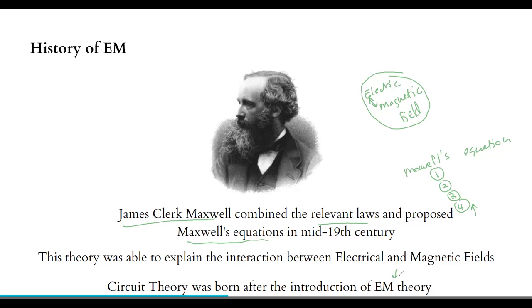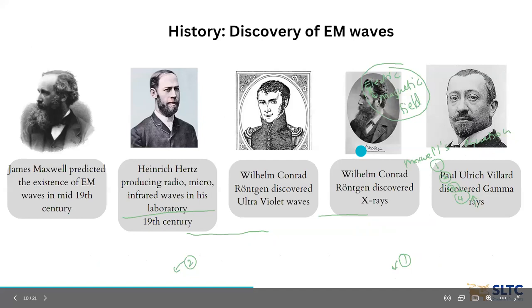And then also, the electromagnetic theory was first born, and after some time only the circuit theory was born. So the first theory which was discovered was electromagnetic theory, and the second theory, circuit theory, was introduced after electromagnetic theory, right? So circuit theory is much newer than electromagnetic theory. That means that electromagnetic theory was able to even explain the behavior of the current, right? So the electromagnetic theory formed the basis for explaining events both in the high frequency and low frequency domain, right?